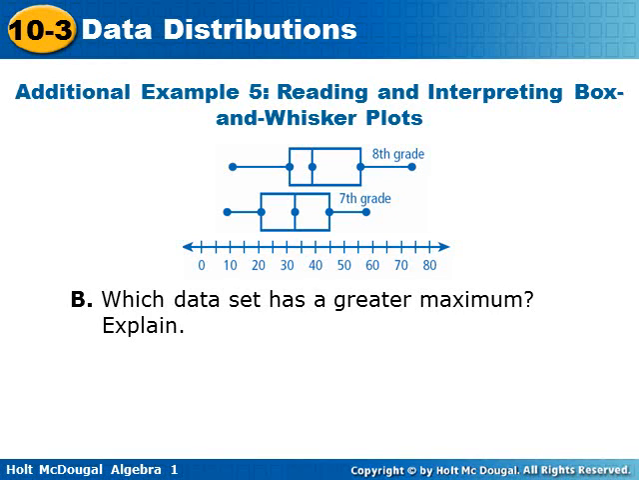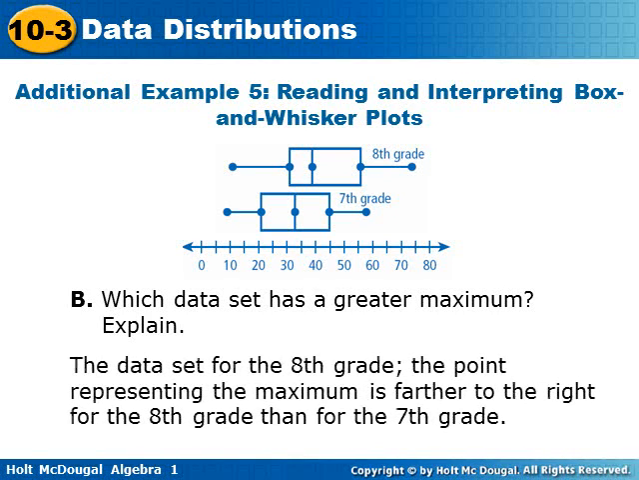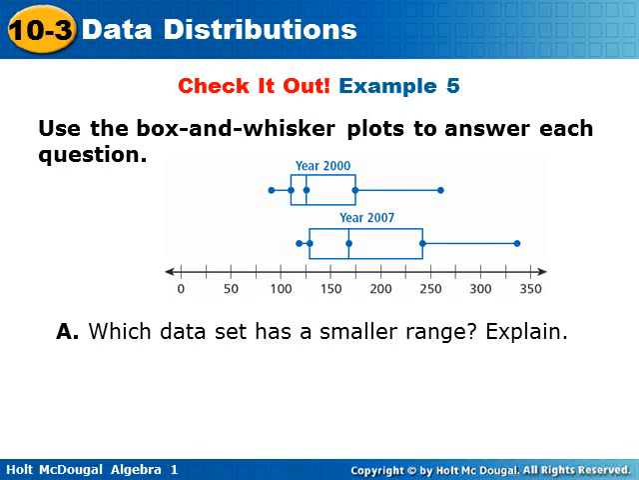B, which data set has a greater maximum? Explain. The data set for the 8th grade, the point representing the maximum, is farther to the right for the 8th grade than for the 7th grade. Use the box and whisker plots to answer each question. This is for you to try on your own, and then you can check back for your answer.